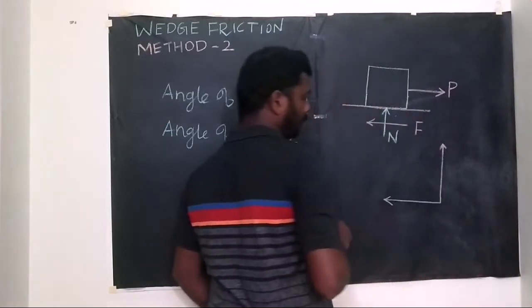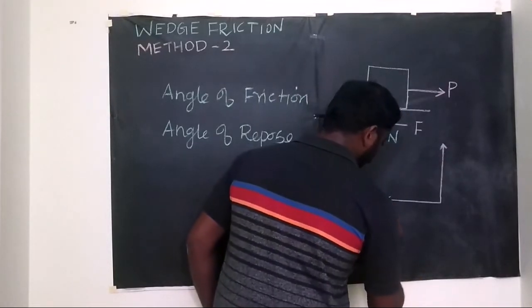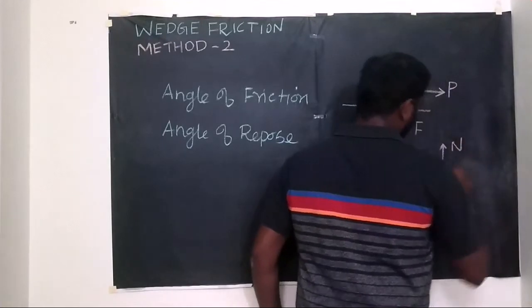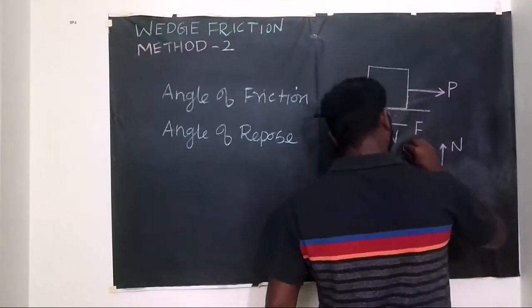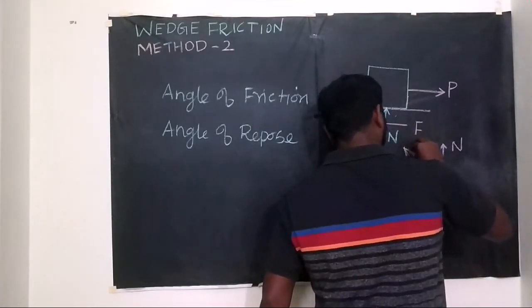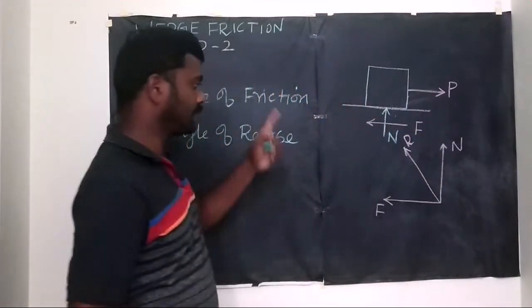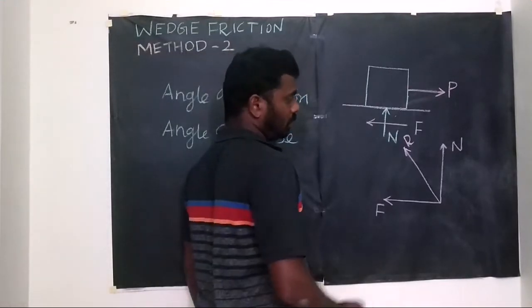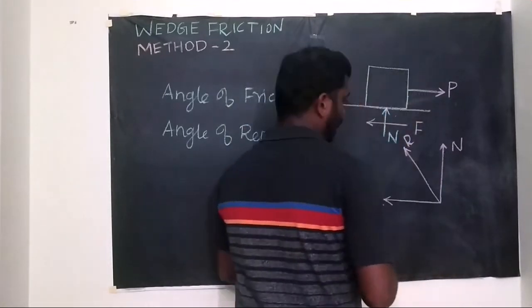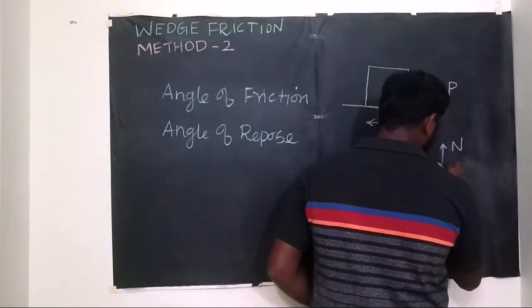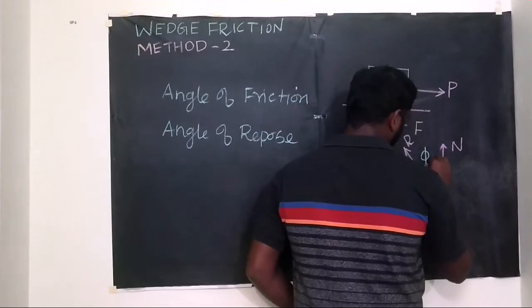Then I am going to find the resultant force of these two forces. This is the limiting friction force, and this is the normal reaction force. The resultant force comes in between these two lines. This is my resultant force R. Now I define the angle of friction: the angle between the resultant force and the normal reaction force is called the angle of friction. This is the angle of friction, denoted by the letter phi.